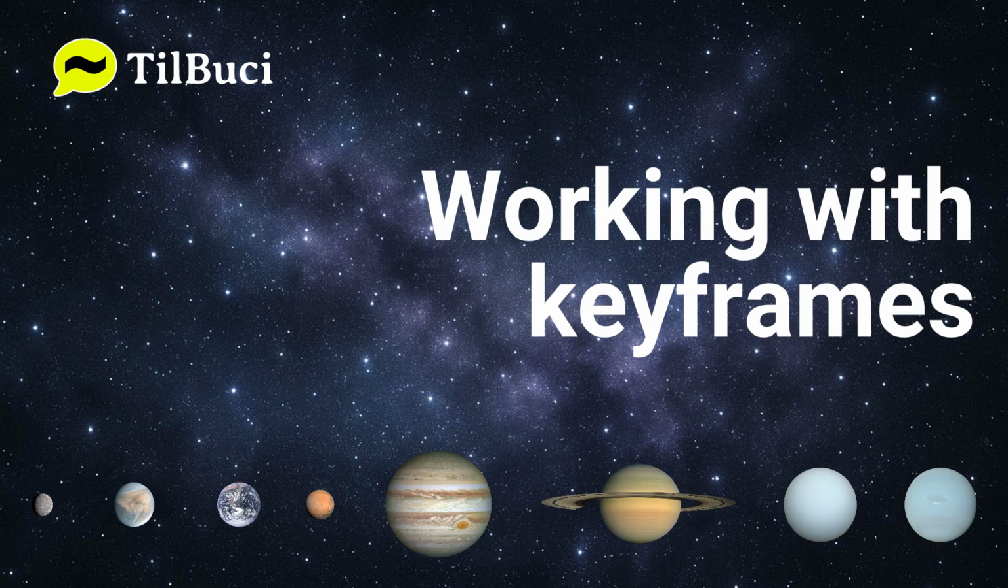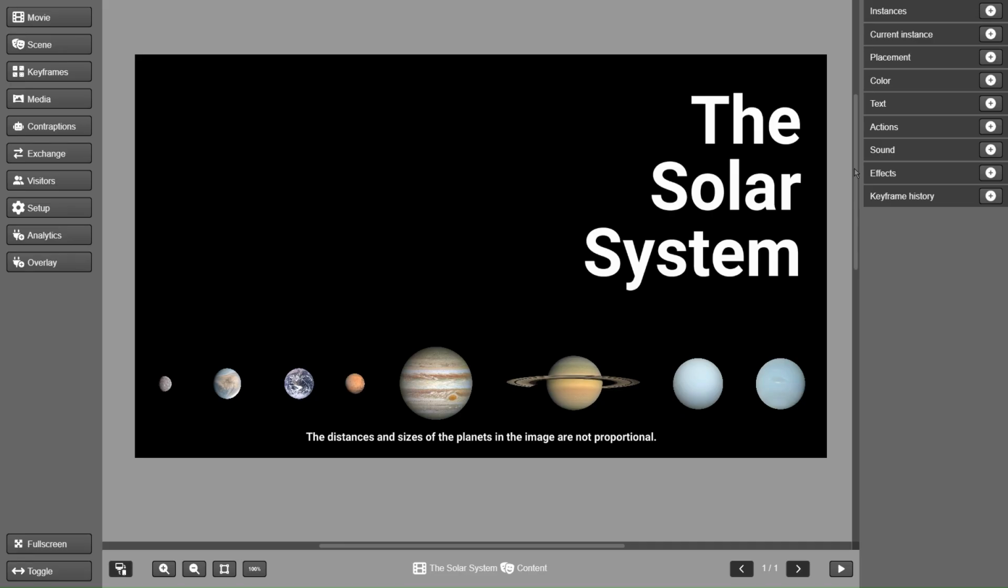Scenes in Teal'c are divided into keyframes. In this video, we will use these keyframes to create content about the planets. Let's start by adding a keyframe to our scene, but before that, it's important to check if the names of all the instances are already adjusted. You'll see how important this is in a moment.